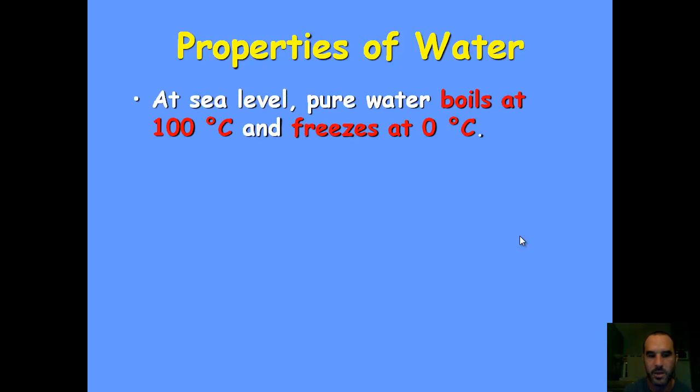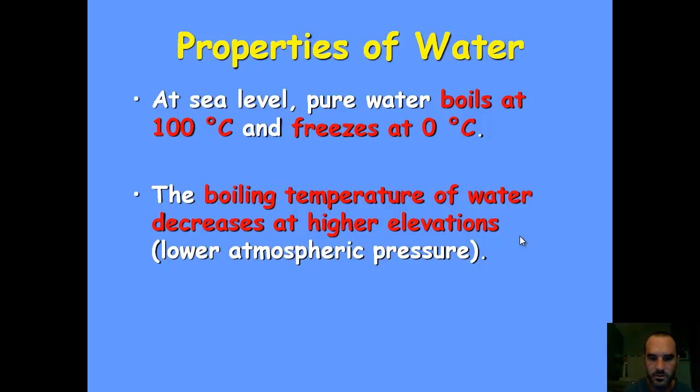So some properties of water: it's going to boil at 100 degrees Celsius and freeze at 0. The boiling temperature, if you've ever lived somewhere that's got a higher elevation, let's say you moved from Denver, as you go up in the mountains, you're going to have lower atmospheric pressure. Because it's lower atmospheric pressure, water is going to boil at a lower temperature.